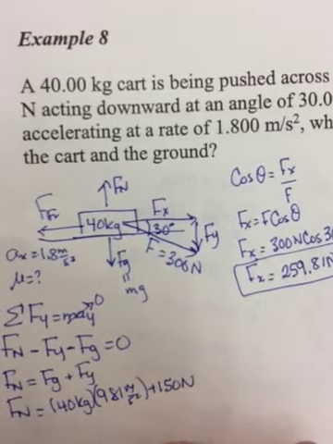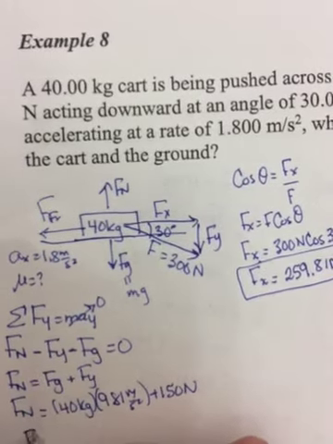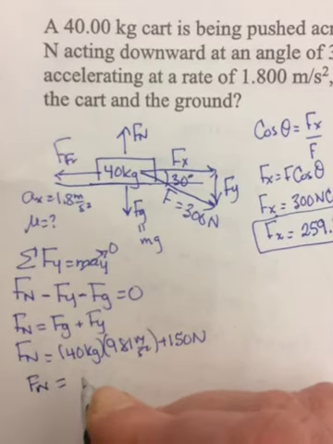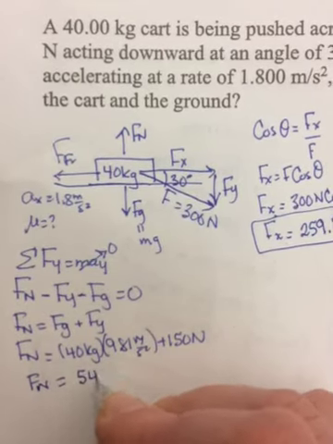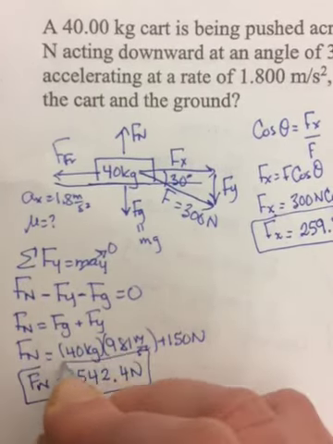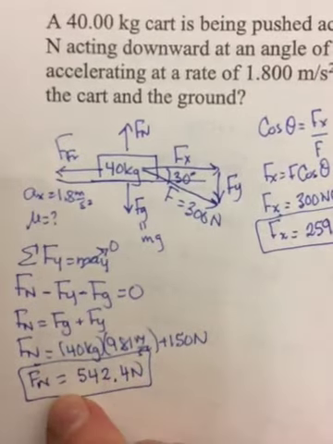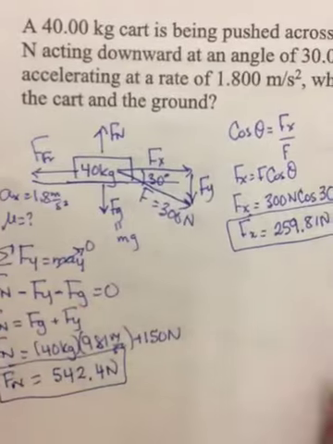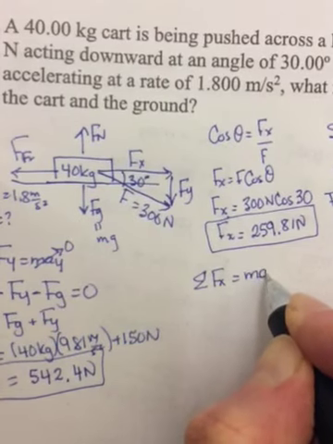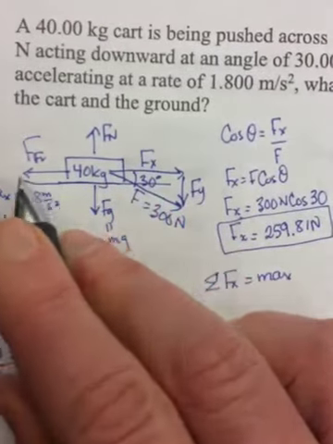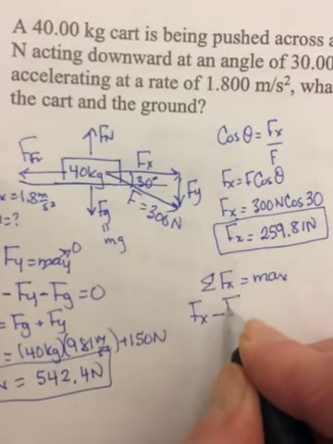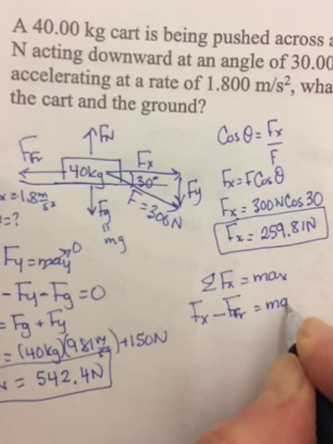Okay, so 40 times 9.81, plus 150, 542.4 newtons is my normal force. Okay, so where do I go next? Well, if I go to friction, I can't find it because I don't know my mu. So let's go to sum of the forces in the x direction. And in the x direction, there are two forces, Fx and friction. Assuming direction of motion positive, it'll be Fx minus friction is equal to Max.